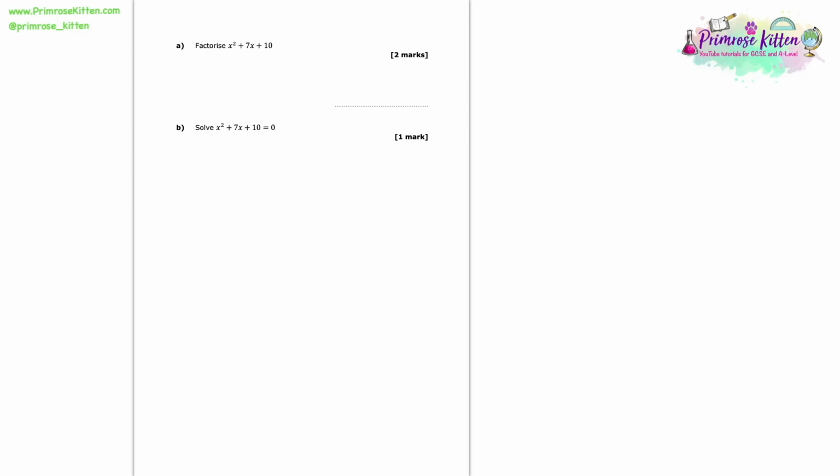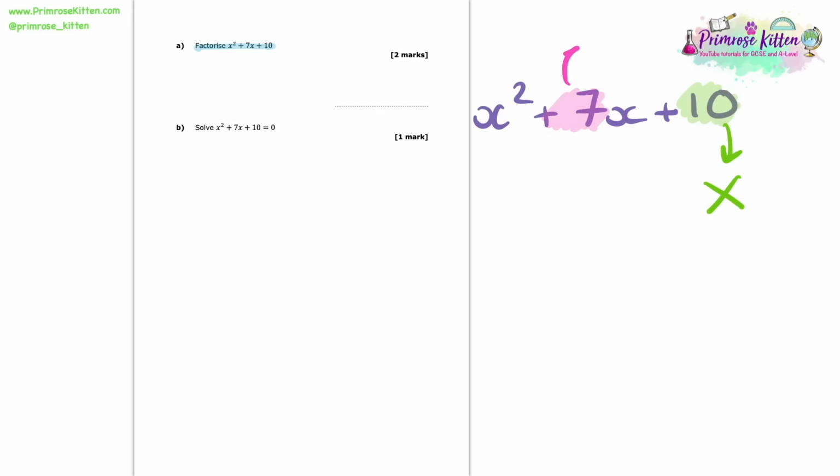Here we're asked to factorise x squared plus 7x plus 10. Now there's nothing that each of these have in common, so that means this is going to factorise to make a double bracket. Now when it's a double bracket question, you want to take the number which doesn't have any x's, and we want to find a pair of numbers that are going to multiply together to make that number, while at the same time adding together to make the coefficient of x, so in this case positive 7.